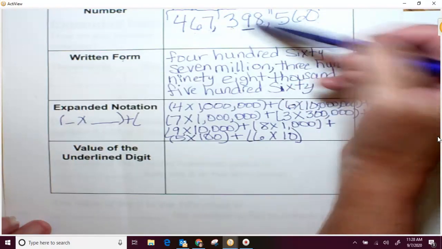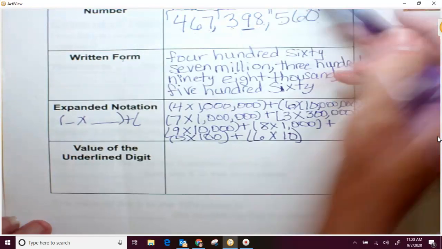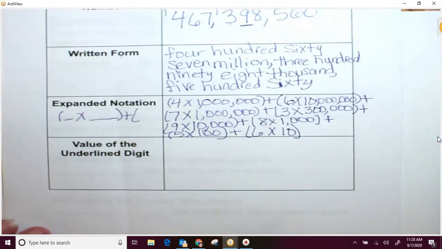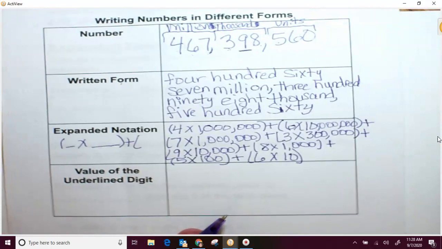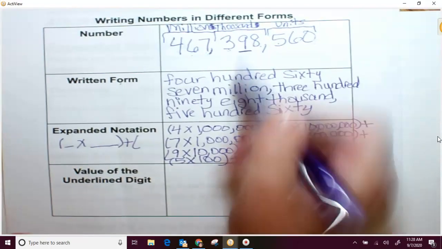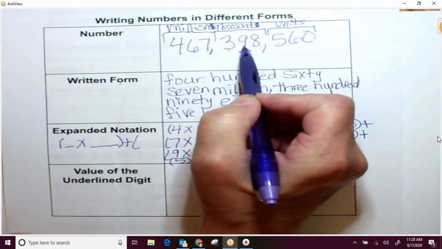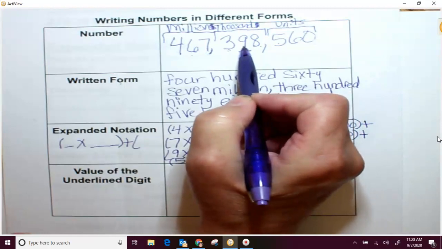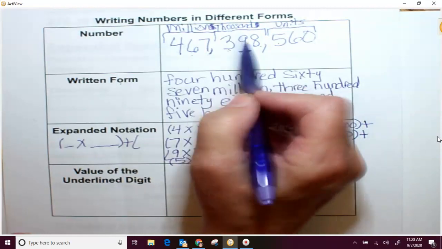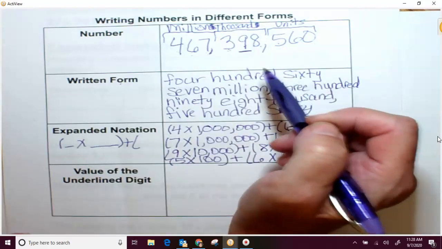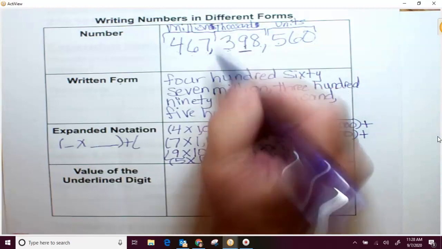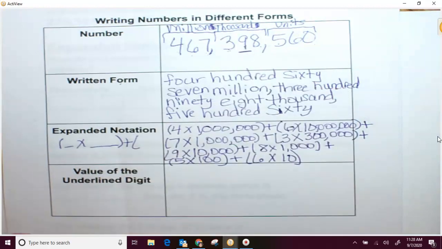You wouldn't have any 10,000s if you had a 0 there. So be careful of that. All right, so now the value of the underlined digit. Okay, so I underlined the 9, and the 9 is in the 10,000s place.